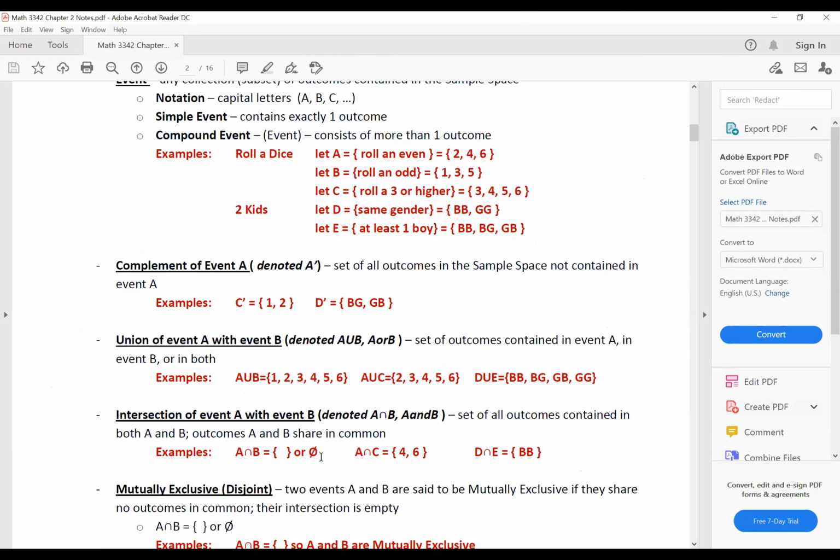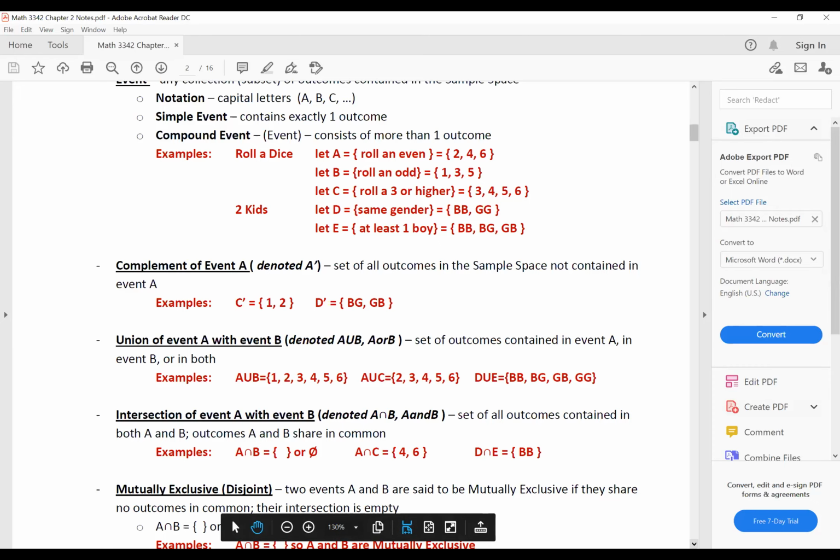And A intersection C, A has 2, 4, 6, and C has 3, 4, 5, 6. So here the common outcomes are 4 and 6. So that's why A intersection C is 4, 6. And D intersection E is BB, because it has just one common outcome. So the intersection will be this outcome.